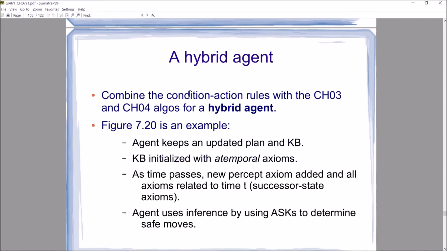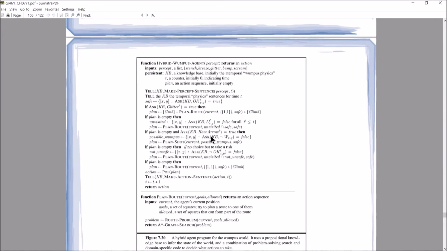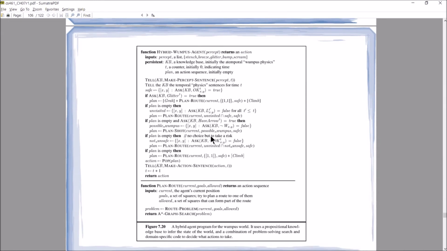Now, as time goes on, as turns are taken, as seconds pass, however you want to quantify the passage of time, percept axioms are being added, as well as all of the axioms that are related to time as it changes, right? So, those successor state axioms. Then the agent uses asks to determine which moves it should make, to infer what are the safe moves. Okay, so here's the pseudocode for it, and I'm not going to go through the entire thing in the interest of time. You know the drill at this point.